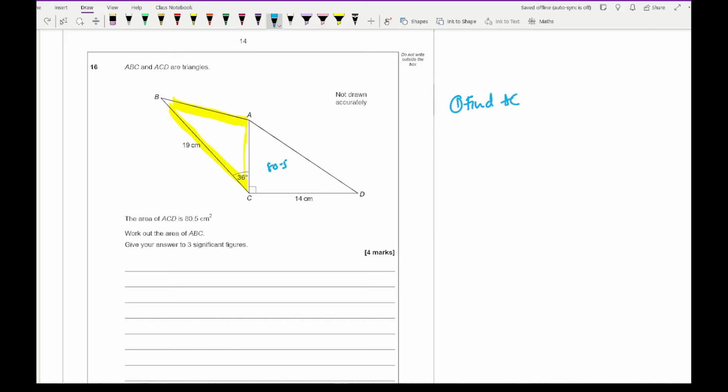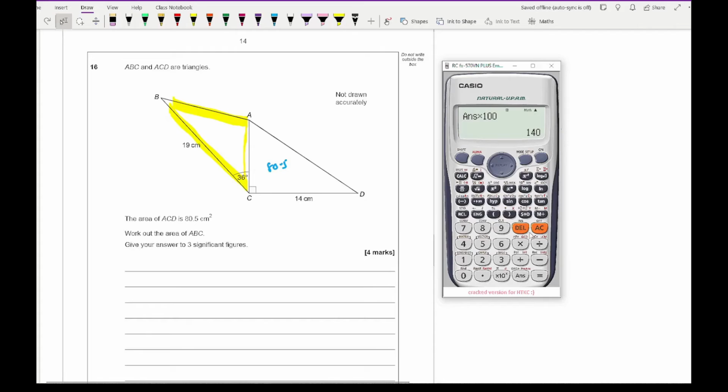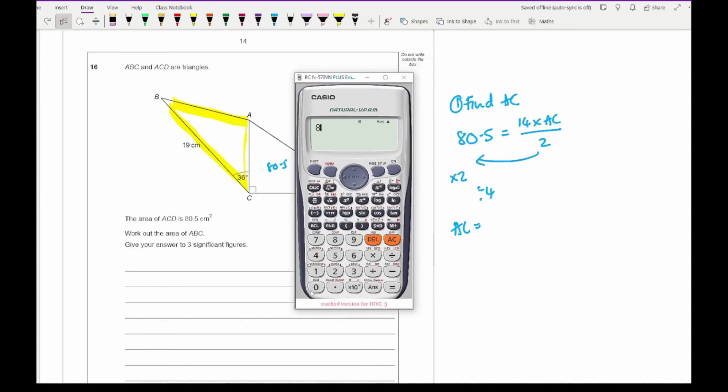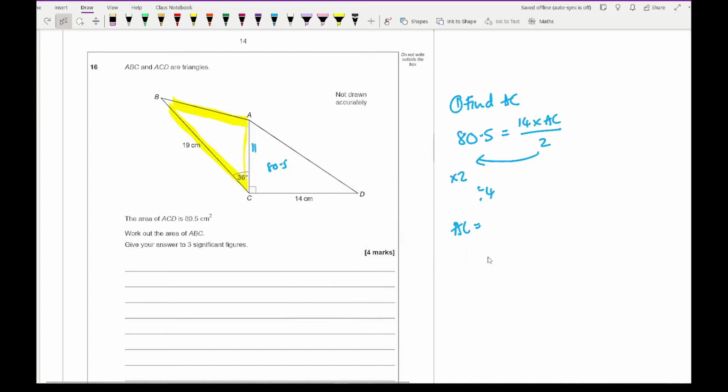A to C. Now we do that by working out the area of the triangle ACD, which is 80.5, equals the base, which is 14, times the length AC divided by 2. So if I rearrange this by multiplying by 2 and then dividing by 14, I get A to C, which is going to be equal to, getting the calculator out, 80.5 multiplied by 2 divided by 14, which gives me an answer of 11.5. So this length here is 11.5.